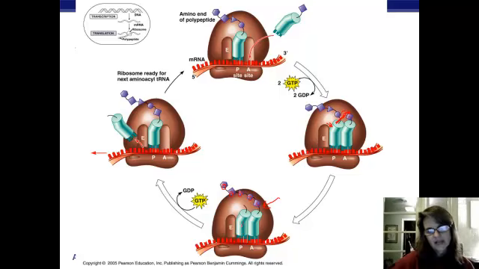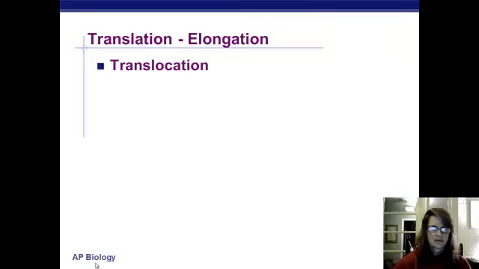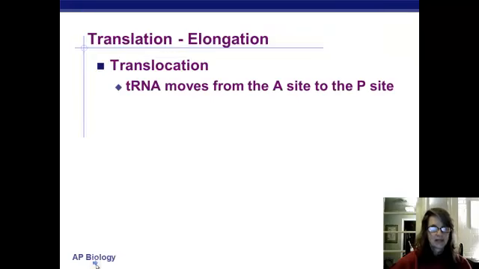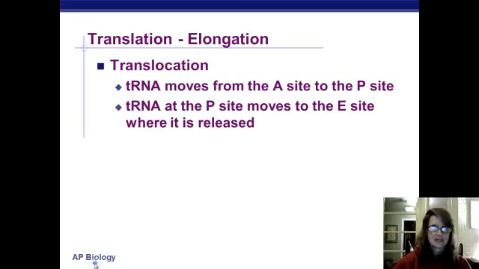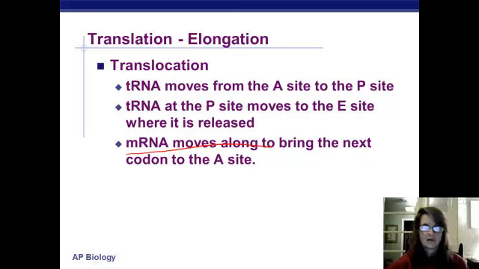So now this guy is empty, and what's going to happen? Well, once we translocate, that means we're going to shift the ribosome to the next codon to be read. This guy is going to get booted out because he's going to get moved to the exit or E site. Okay, so we're now going to translocate. The tRNA is going to now move from the active site to the P site, and the mRNA is going to move along to bring the next codon to the A site to be read.